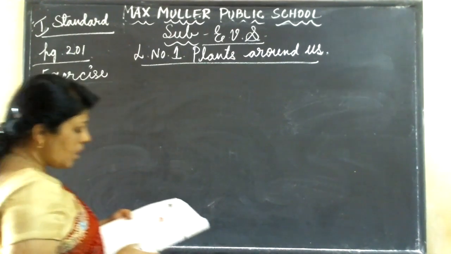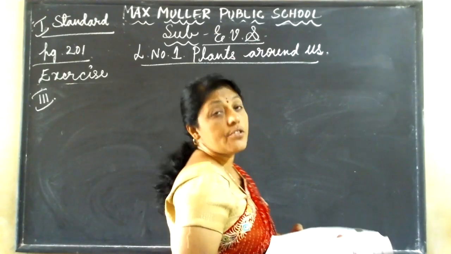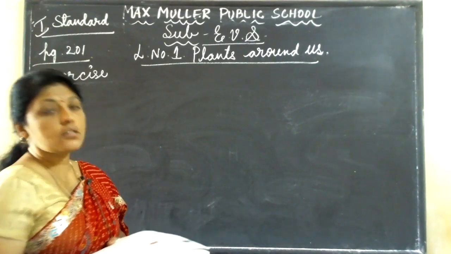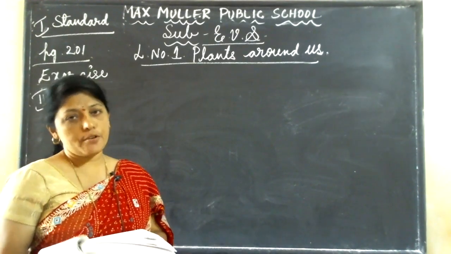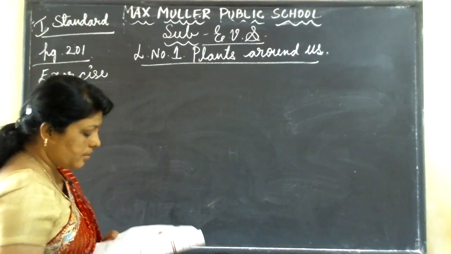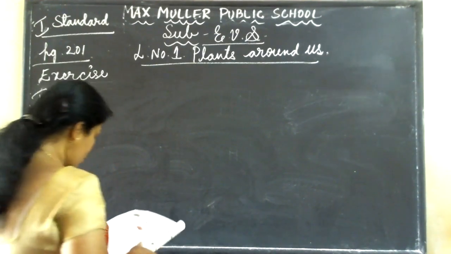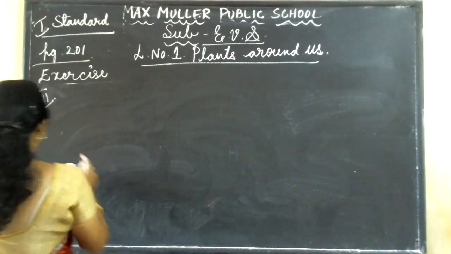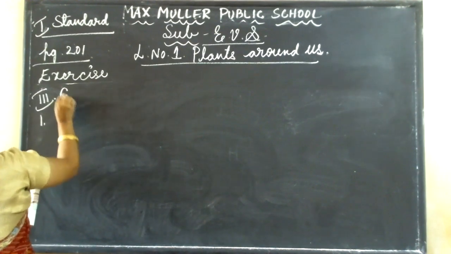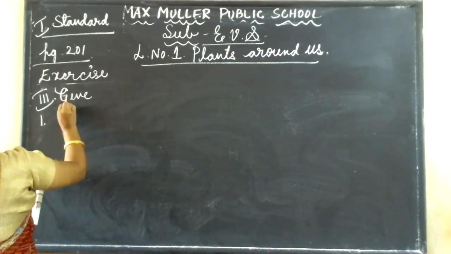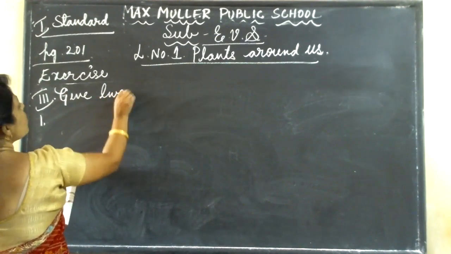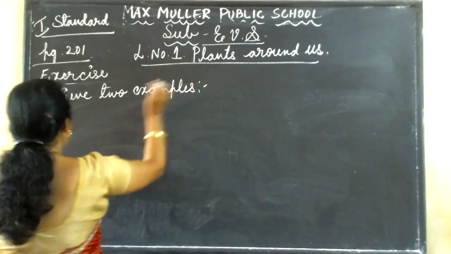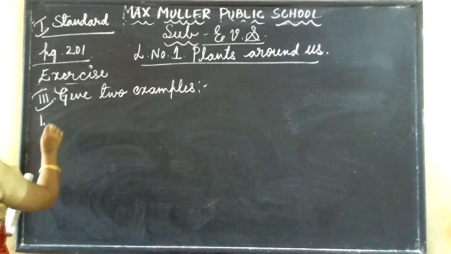What have they given? Give 2 examples of each type. They have given trees, shrubs, herbs, climbers, and creepers. So you should write 2 examples, 2 plant names. See, first one, heading: give 2 examples of each. In that, first one, trees.